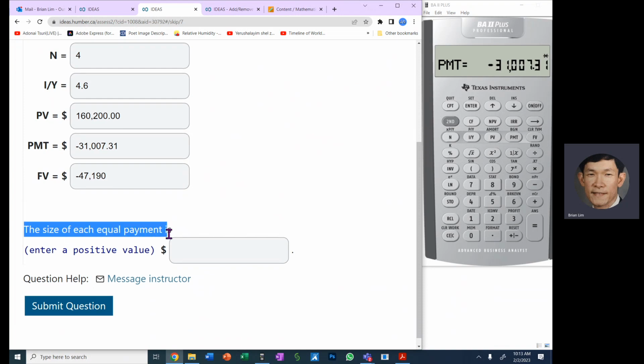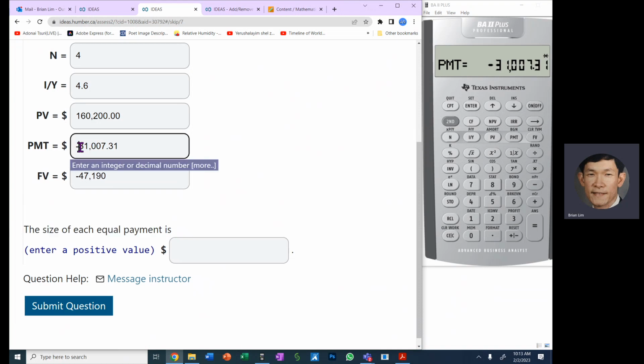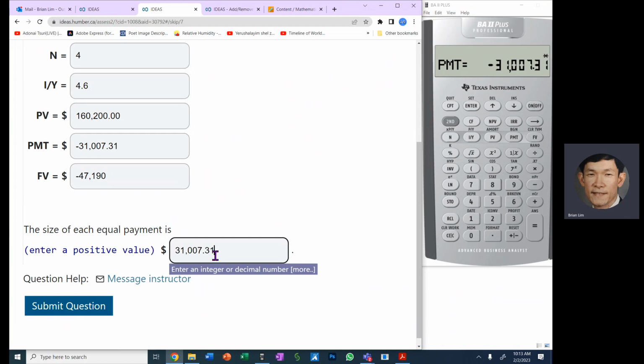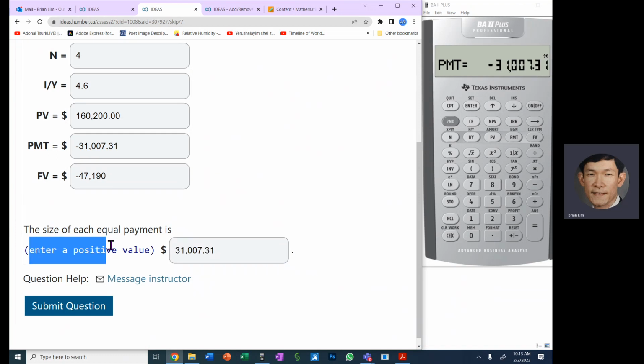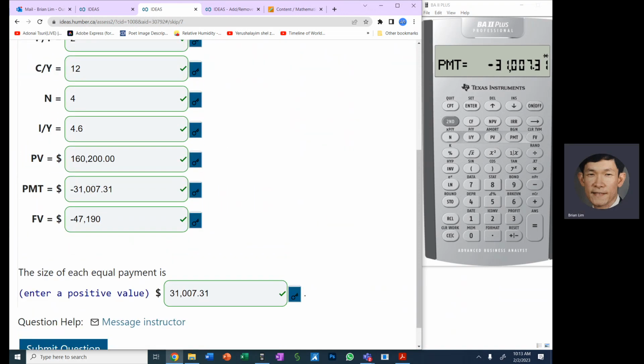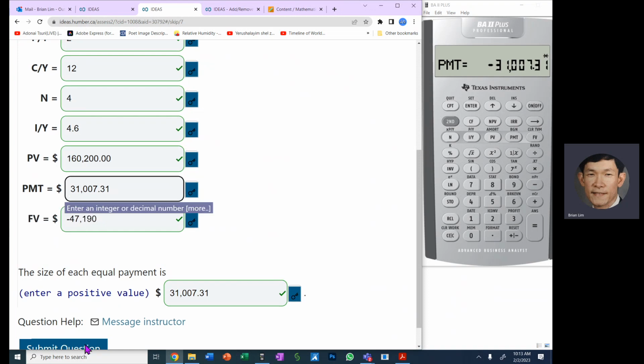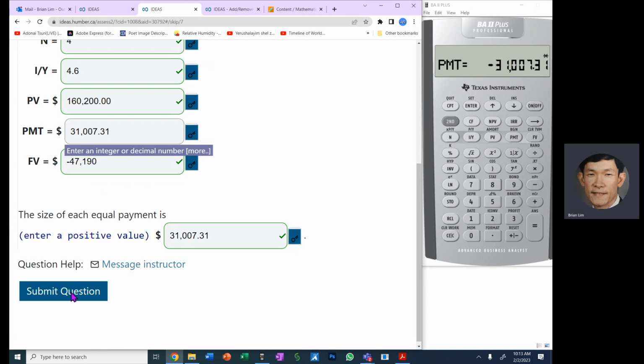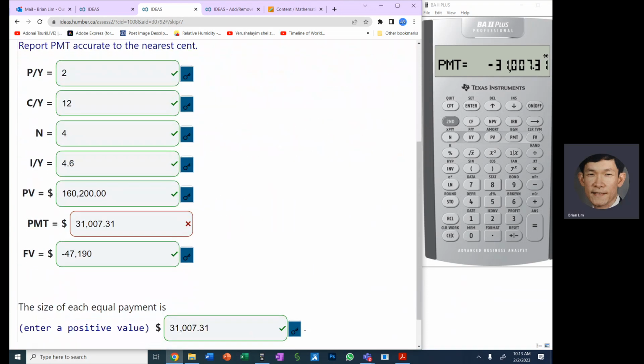When you see the size of each equal payment, then we probably should even pay more attention that this number here will be a positive number. See, it says enter a positive value, so it's probably or most likely expecting a negative value up there. And let's submit it. We submit it and it is correct. Now, we may wish to try, what if that is positive? What if we submit again and we see that it is marked wrong?